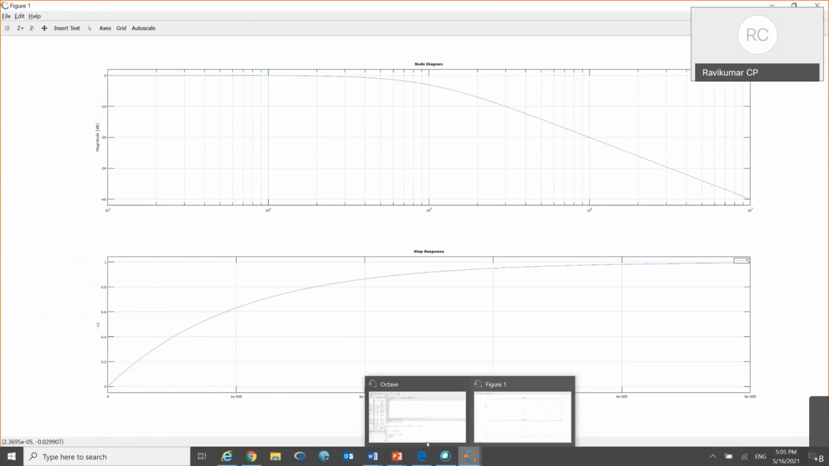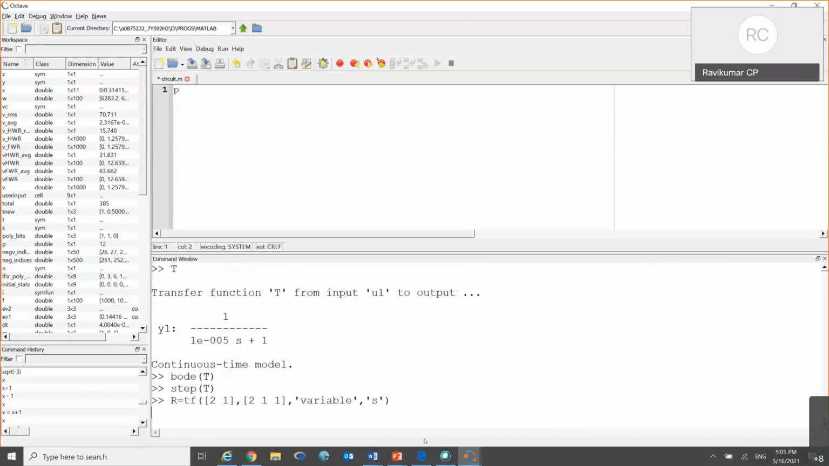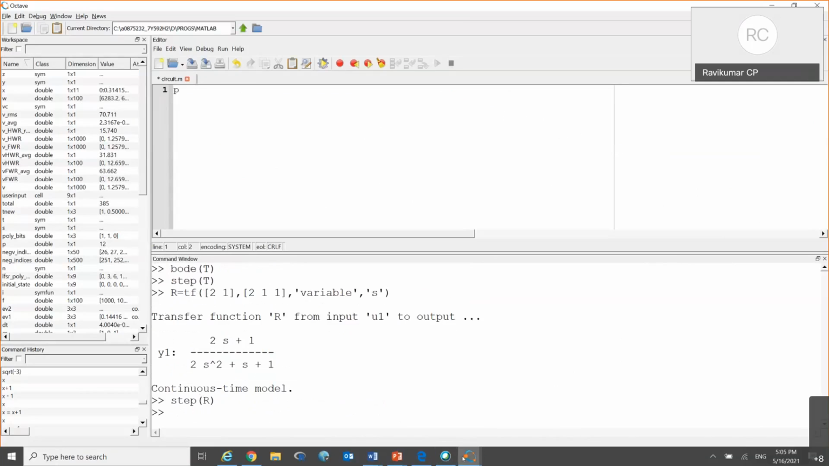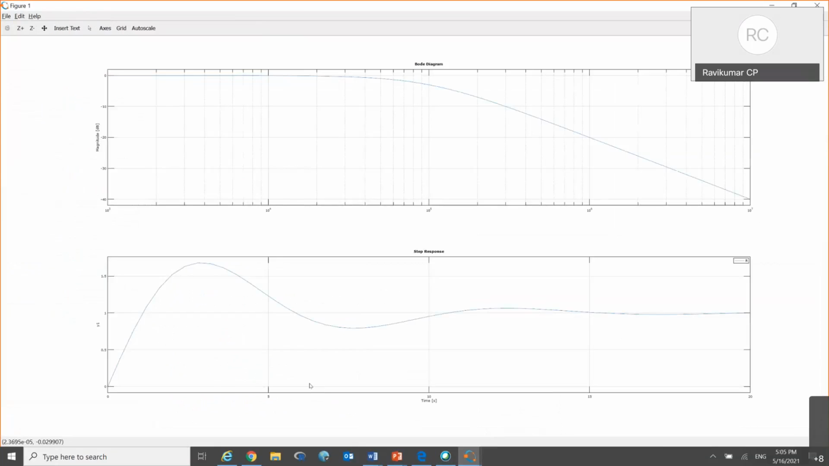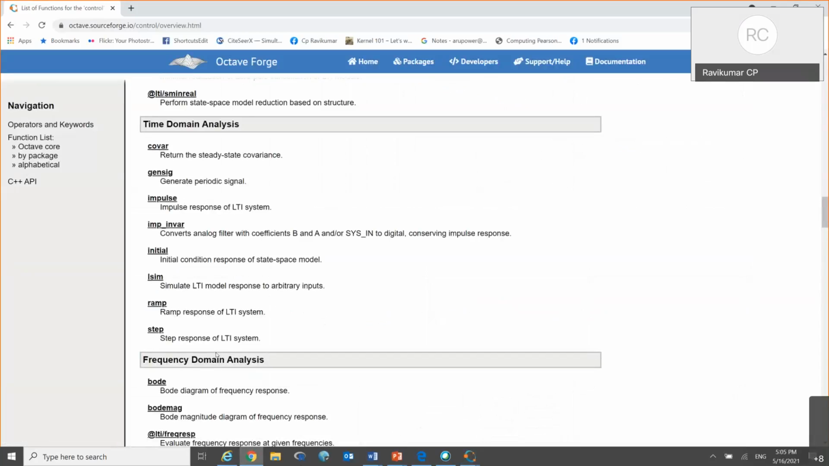So let us take a slightly different transfer function. Earlier I had one more, right? This is fine. Let me call this R, and let us see what happens when I give a step. You can see that it will not be so stable. Initially it has a lot of settling time. So that is the usefulness of the step function. Ramp also, you can see for a unit ramp.